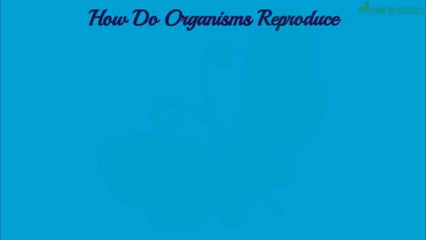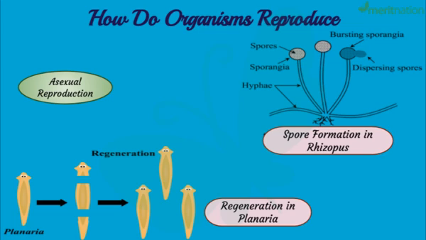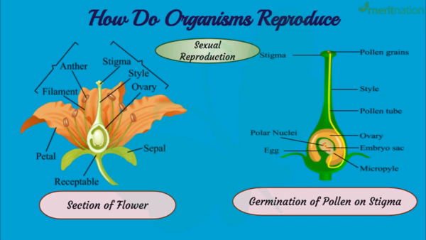So, in asexual reproduction, the important diagrams are binary fission in amoeba, budding in hydra, spore formation in rhizopus, and regeneration in planaria. Now, in sexual reproduction in plants, you can get to draw the section view of the reproductive structure of a plant, that is the flower.